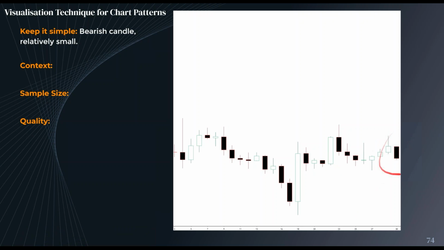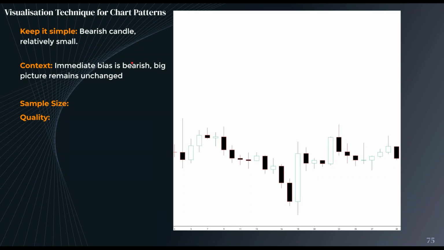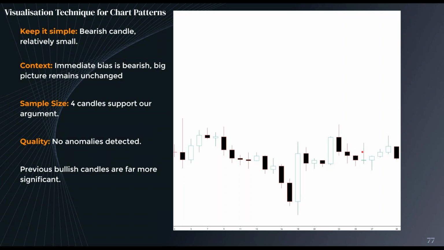We have on this small time frame a suggestion that the price may go down a little bit. But when we take a bigger context into account, we think that the trend is generally still bullish. So context: immediate bias is bearish, big picture remains unchanged, and that is slightly bullish. Sample size stays the same, 4 candles supporting the previous argument, but we have 2 larger, more important candles, and arguably every candle which isn't smaller than these 2 supporting our bullish argument. Quality, no anomalies detected. Previous bullish candles are far more significant.